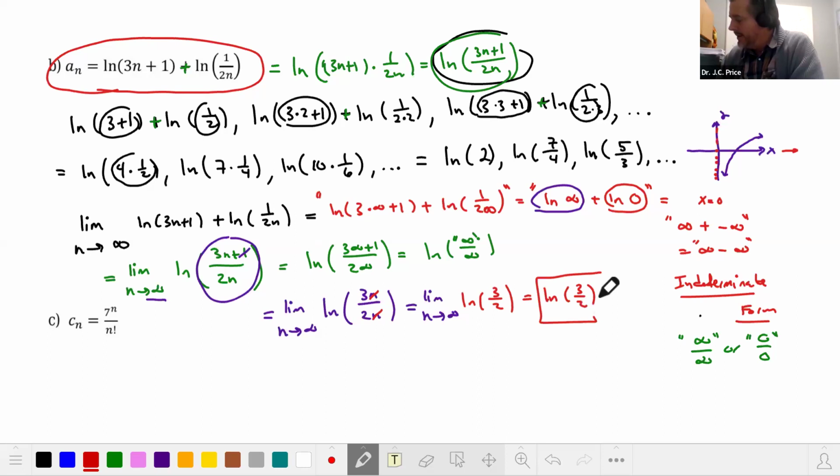Perfect. So what do we just discover? Therefore, our sequence a sub n converges. We can even write down it converges to ln of 3 halves by the definition of convergence.